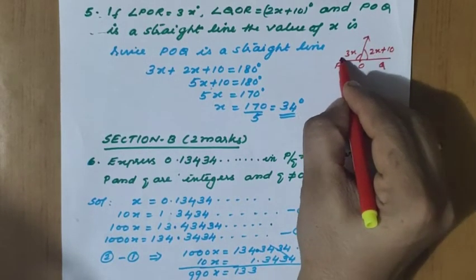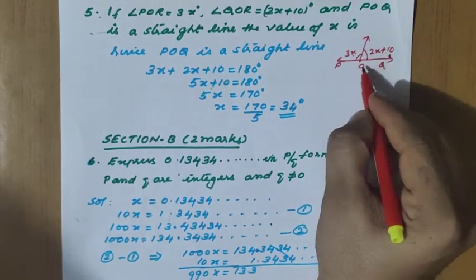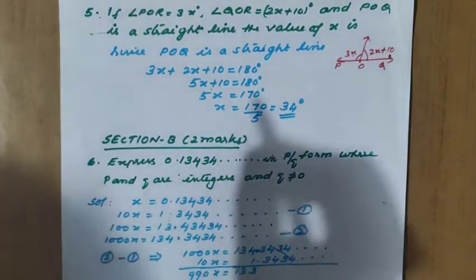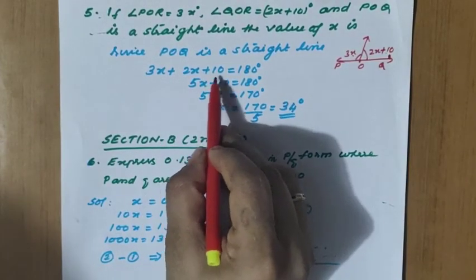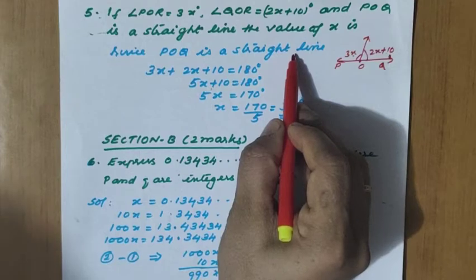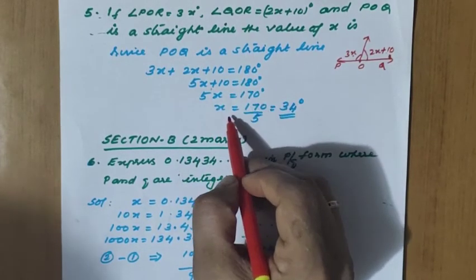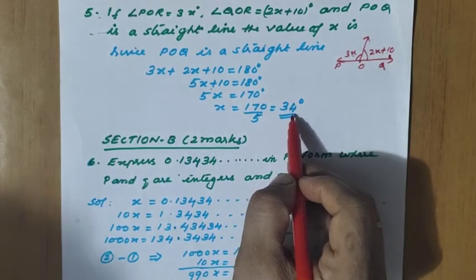What is the meaning of this straight line? The sum of these two angles will be equal to 180 degrees. That means we have to use the linear pair rule here. So 3x plus 2x plus 10 equals 180 degrees. The reason is that I have written POQ is a straight line. So totally 5x equals 180 minus 10, which is 170, and solving for x, x equals 34 degrees.